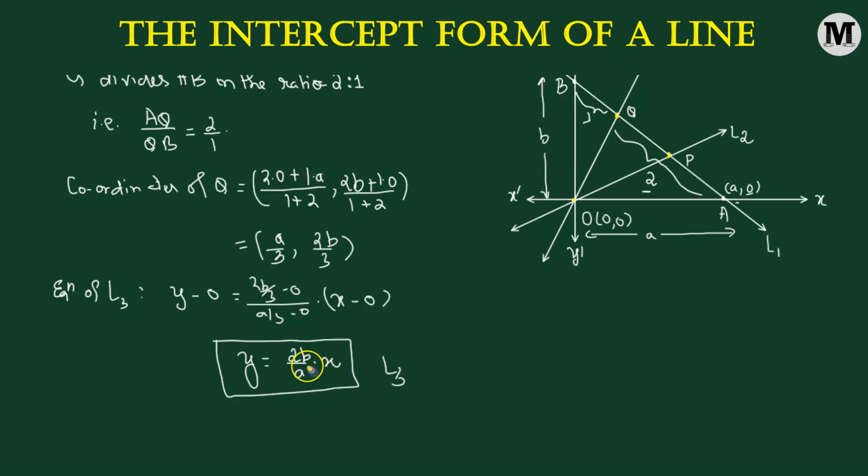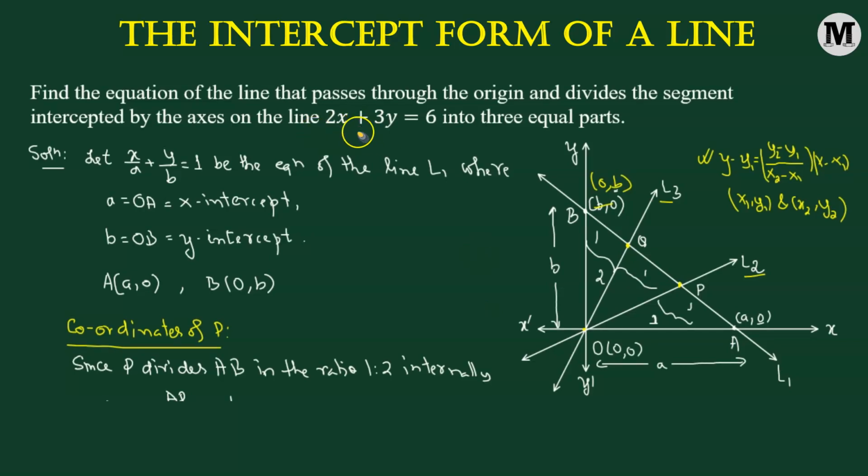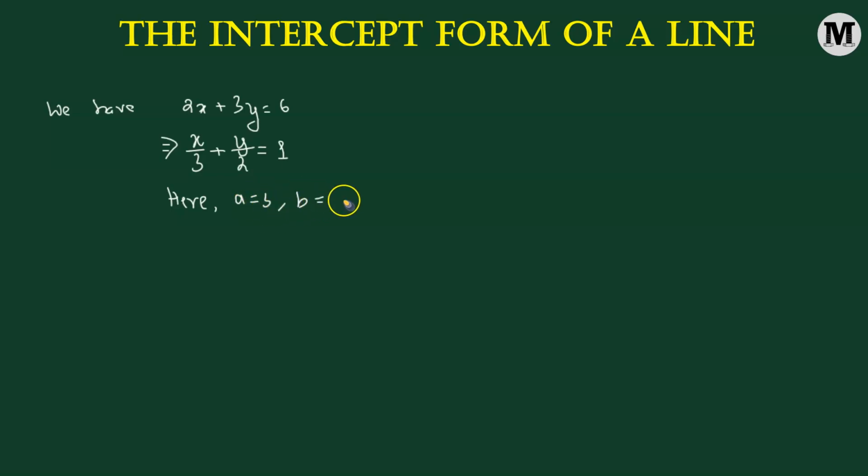And our final task will be to obtain the value of a and b. That's a very simple task because we are already being provided with the equation of the line 2x plus 3y equals to 6. Okay, let's do that. So we have 2x plus 3y equals to 6. So let's divide throughout with 6. That's going to give us x over 3 added to y over 2 equals to 1. So here when we compare it to the equation x over a plus y over b equals to 1, we get a equals to 3 and b equals to 2.